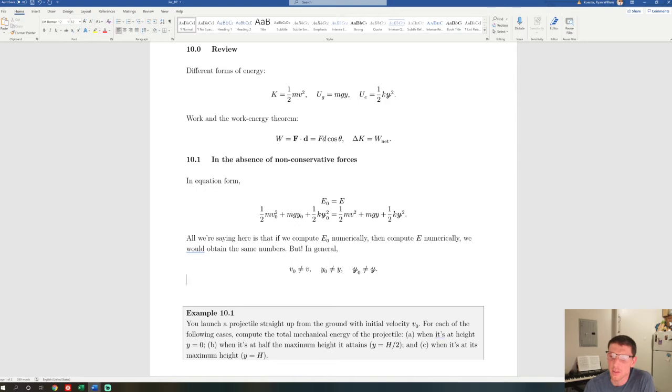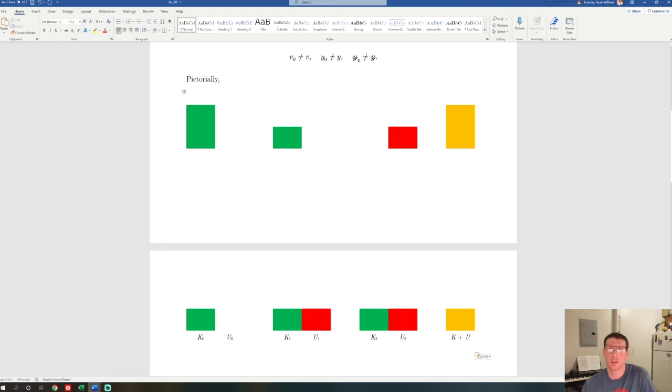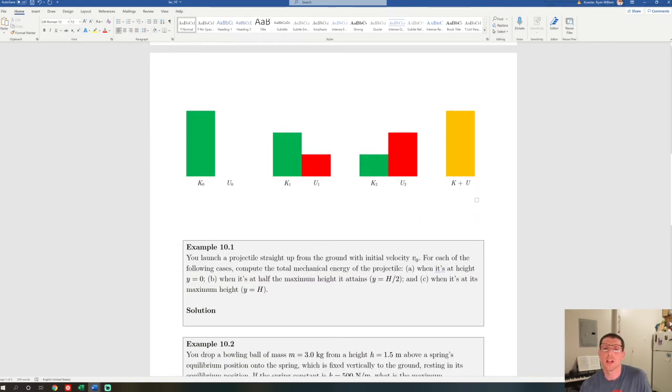So let me think about this. Actually, what I want to do is draw your attention to what this might look like. One way you could represent this, right, and this is often done, is with bar graphs. So let me just say pictorially, there we go. We might have something like this, right?